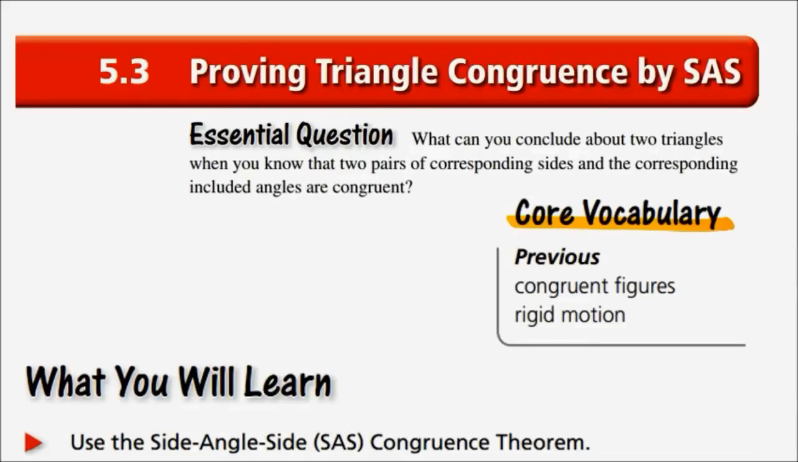Core vocabulary, this is kind of a review: congruent figures and rigid motion. We've talked about those before. What you're expected to learn is to use the SAS, which is the side angle side congruence theorem, to talk about triangles. So let's get started.